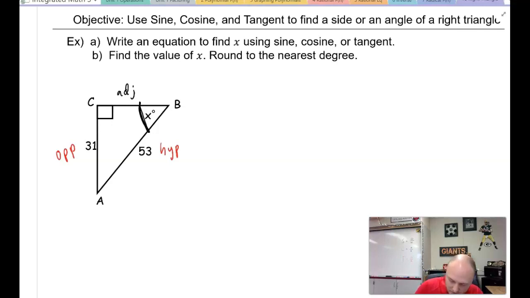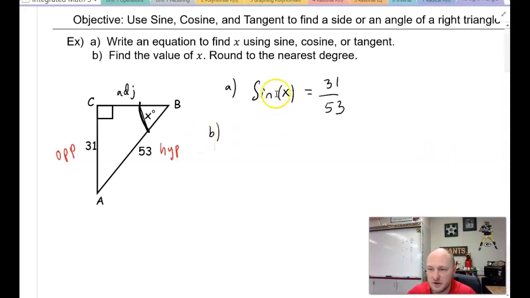So here is part A. Sine of x is equal to, the side opposite is 31, the side that's hypotenuse is 53. So there's your equation to find it. Now what we want to do is solve this. So for part B, I want to solve for x. I want to get x by itself. So how do I undo a sine function? Well, you undo it with its inverse. So I'm going to take sine inverse of each side.